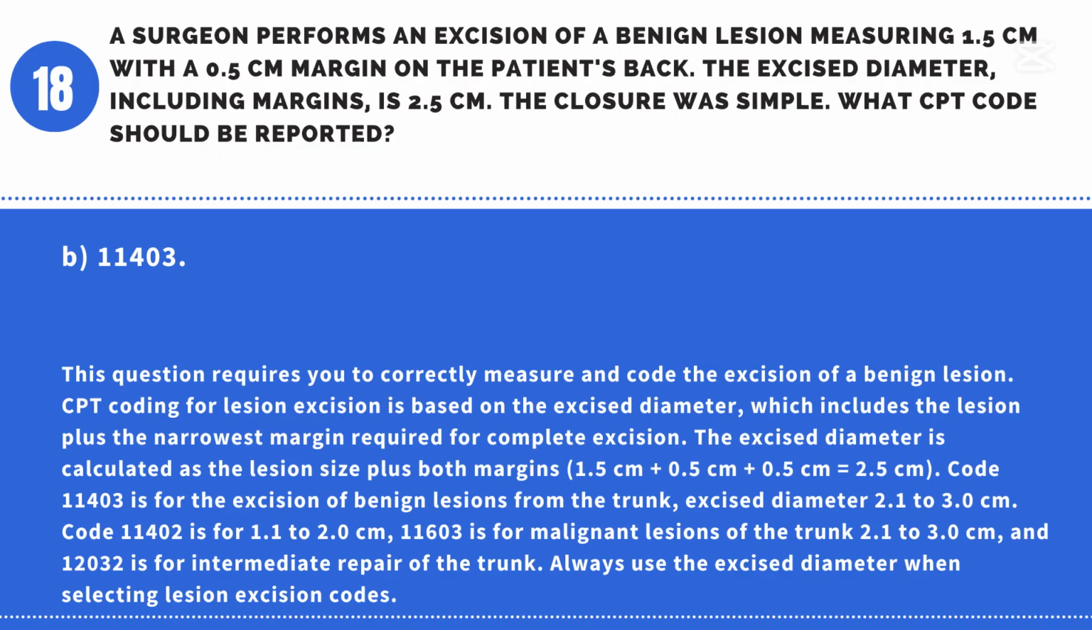Code 11403 is for the excision of benign lesions from the trunk, excised diameter 2.1 to 3.0 centimeters. Code 11402 is for 1.1 to 2.0 centimeters. 11603 is for malignant lesions of the trunk 2.1 to 3.0 centimeters, and 12032 is for intermediate repair of the trunk. Always use the excised diameter when selecting lesion excision codes.